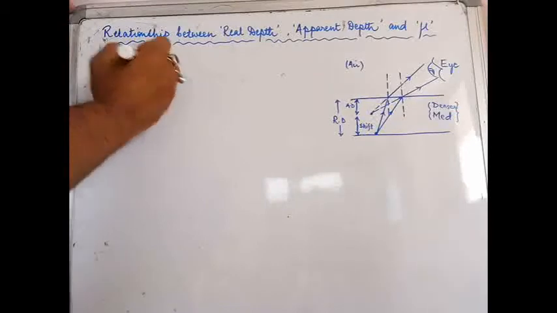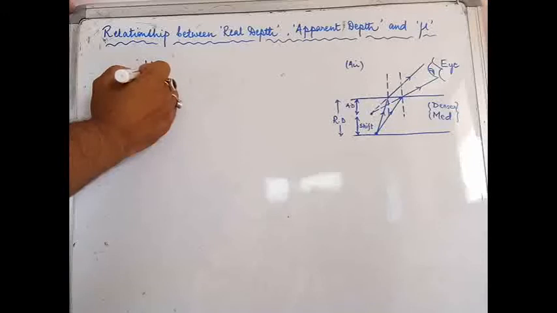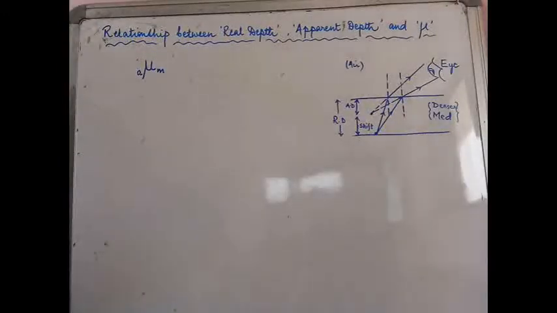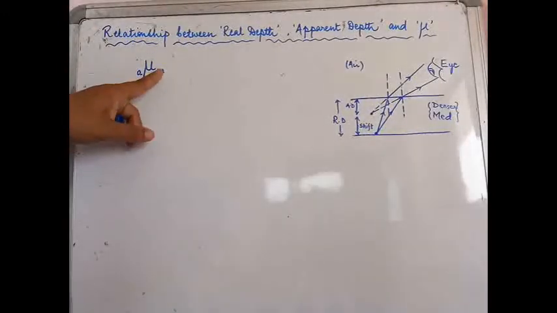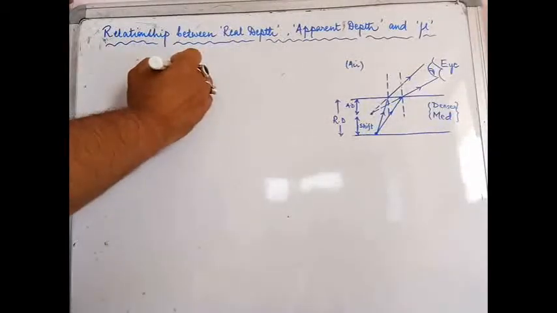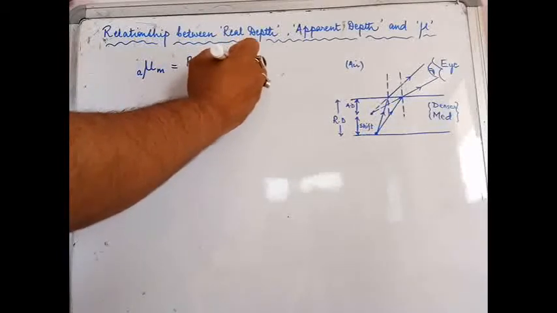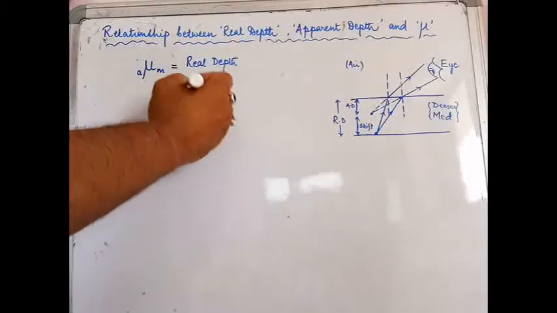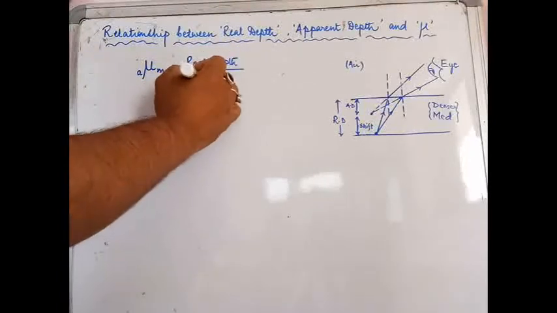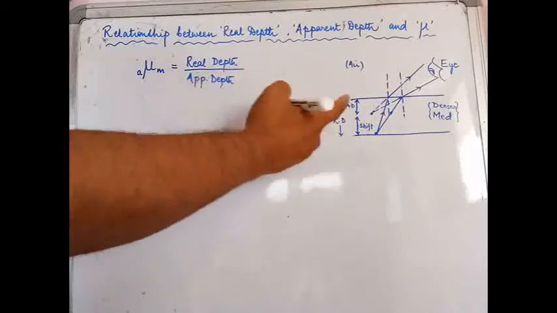We have the refractive index of the denser medium with respect to air. I hope you remember how to read this. This is the refractive index of the medium with respect to air. Now obviously if we are taking one medium to be air, the other medium will be the denser medium. So this will be equal to the real depth, which I have called RD in the diagram, upon the apparent depth, which I have called AD in the diagram.